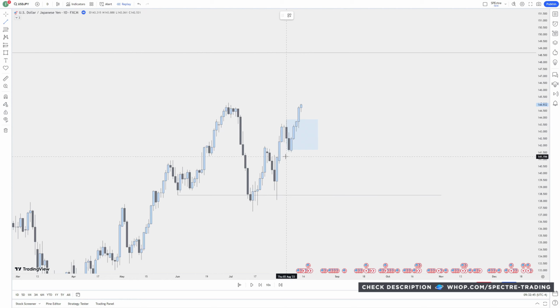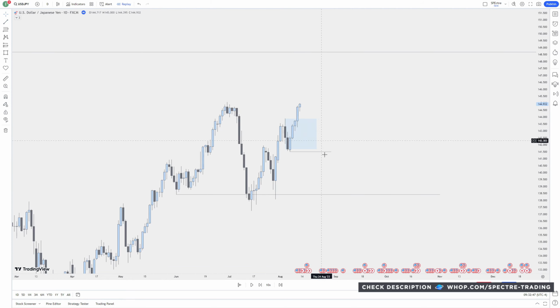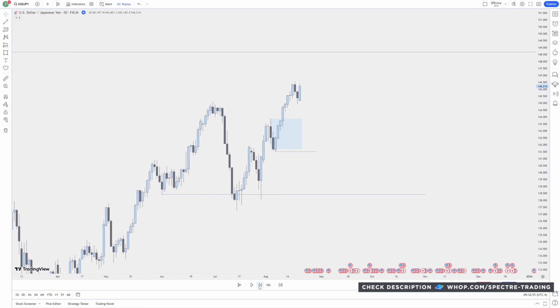Or alternatively, the other thing we can do is sweep this low and then trade higher, right? But we shouldn't really trade lower and close beneath this low, right? So let's see what happens.